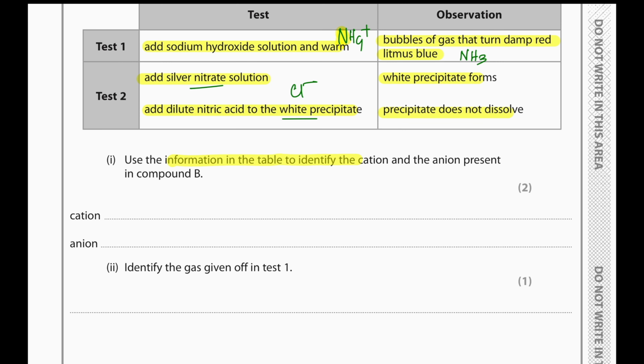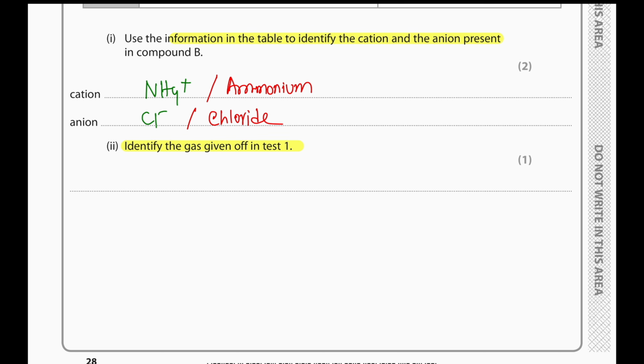Use the information in the table to identify the cation and the anion present. So the cation must be ammonium and the anion must be chloride. Identify the gas given off in test 1. So in test 1, we have already identified that the gas given off is ammonia.